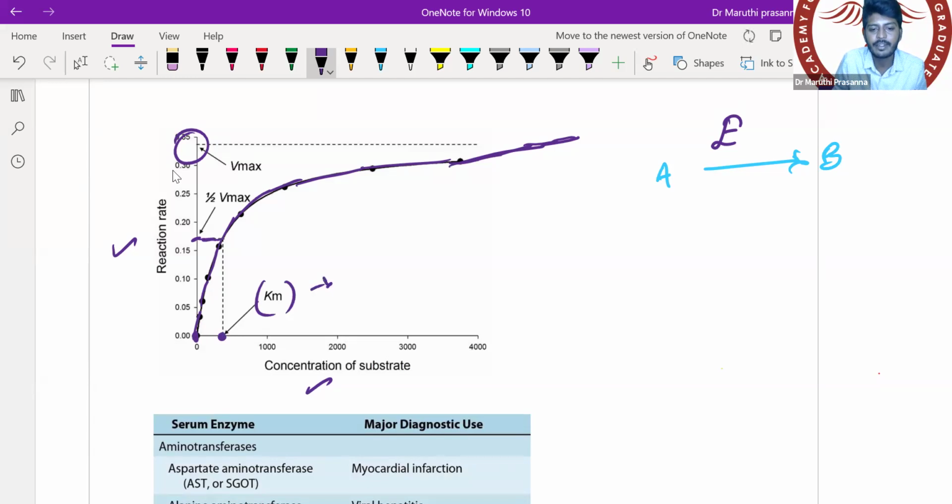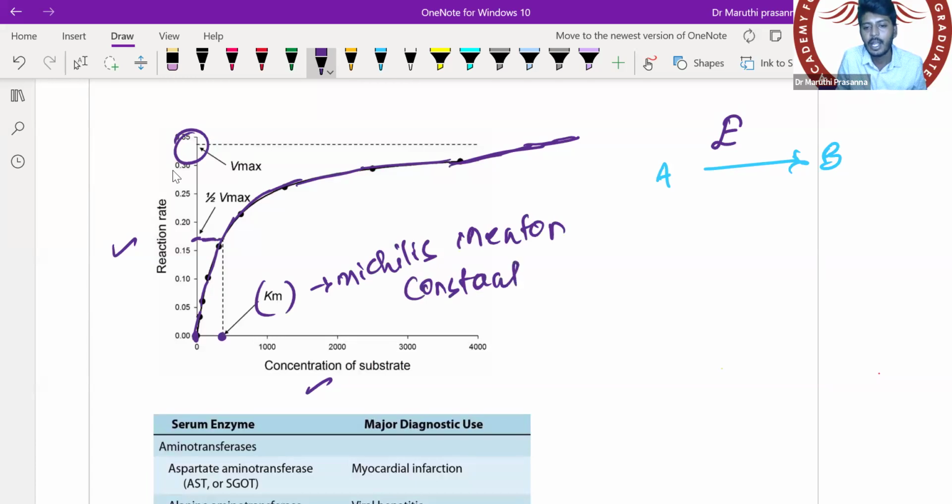I will call it Km, which is also called the Michaelis-Menten constant. So what is the Michaelis-Menten constant? That is nothing but your Km. If the Michaelis-Menten constant is there, now enzyme inhibition will occur. Meaning, now substrate A is also trying to bind. Now if I introduce an inhibitor, how will the reaction change?